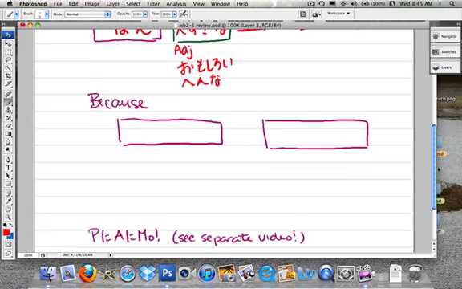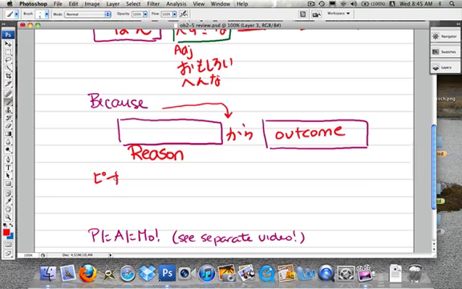We also looked at because. And because was a little bit different than English because in Japanese, we put the reason first. And then we put our word for because, which is kara. And then after that, we put the outcome. So we can say, pizza ga daisuki desu. So that's the reason why takusan tabemasu.